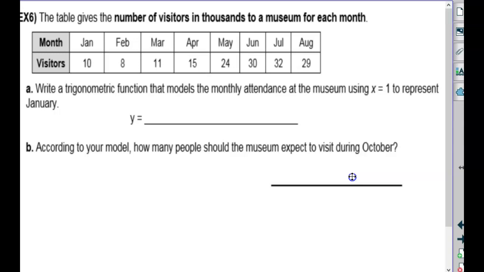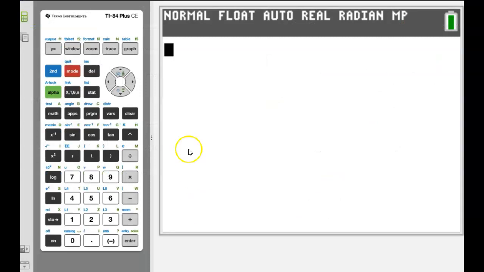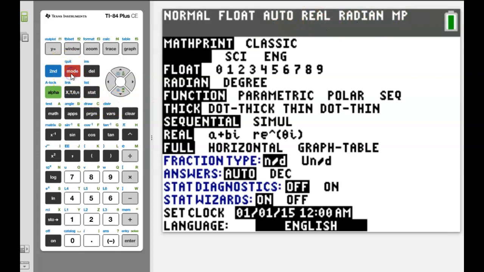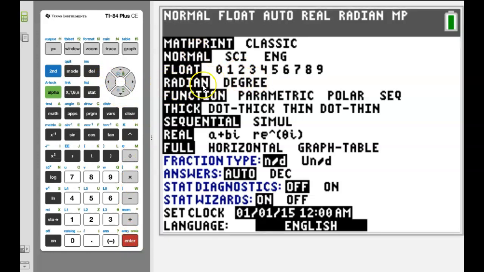But any graphing you do, can someone shut the door? Any graphing you do with the sine regression, you need to be in radian mode. So put your calculator in radian mode. Make sure it says radians up at the top here, or go to mode and go down to where it says degrees and radians and make sure it's blackened around the left-hand radian, okay?